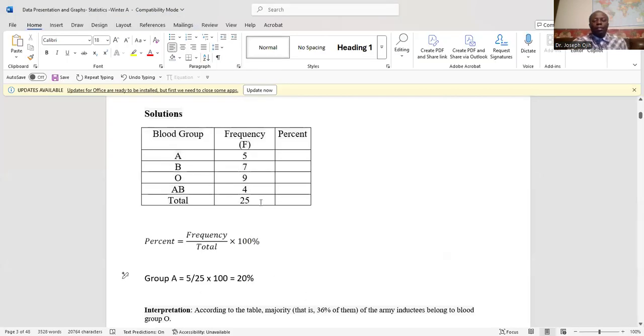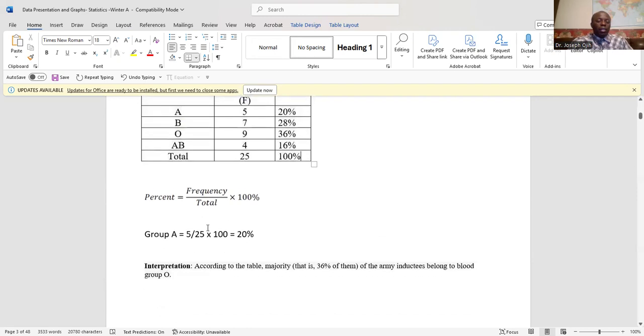So following that pattern, I got the rest of them. Yeah, this is 20%. Like for B, you just do 7 over 25 times 100. Following this method, I get the rest of them at 28%. The one 36% for group O. And for group AB, 16%, giving us a total of 100%.